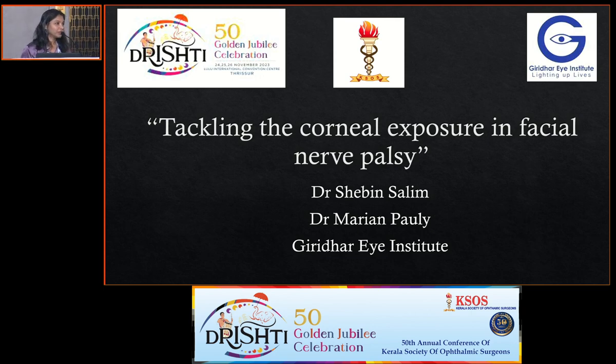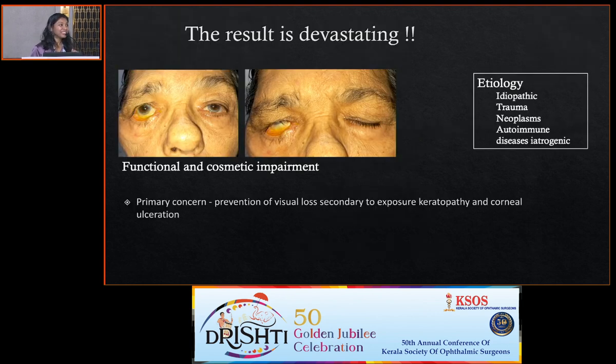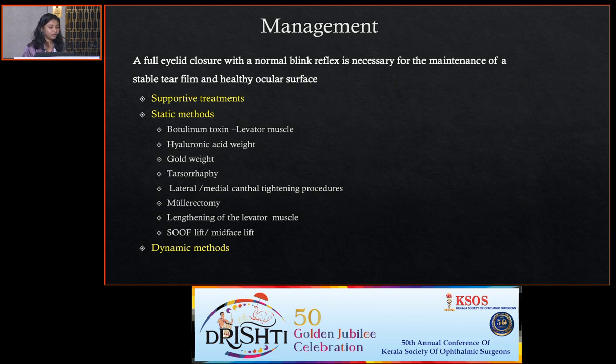Hello. So till now we learned all about the excessive movements or the abnormal movements in the periocular region. So let's go to the other extreme. That is, in case of facial nerve palsy, what happens? The result is devastating, with significant functional and cosmetic impairment. I'm not going into the etiology, which we all learned yesterday in different sessions. Our primary concern here is prevention of visual loss secondary to exposure keratopathy and corneal ulceration.